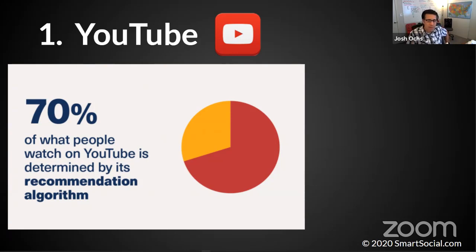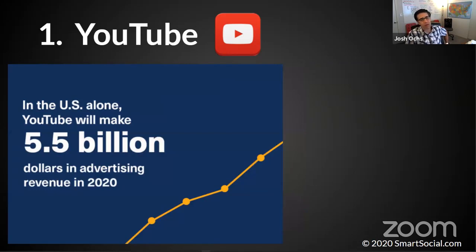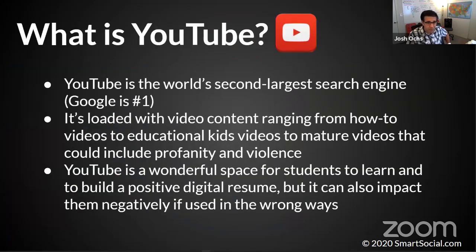Get your phones, because I'm going to teach you how to turn off the recommendation algorithm on your students' phones, because the recommendation algorithm allowed them, in the US alone, to make $5.5 billion in advertising in 2020. Wow, it's a big number, right? YouTube's the world's second largest search engine. If you didn't know, Google's number one. Google owns YouTube, so together they're huge.